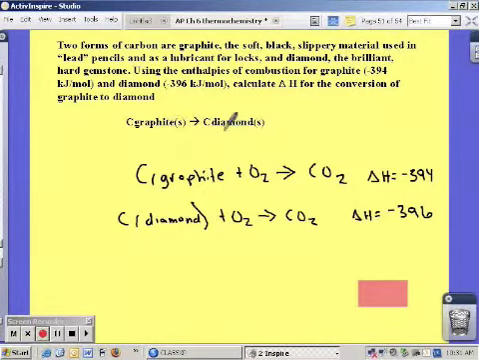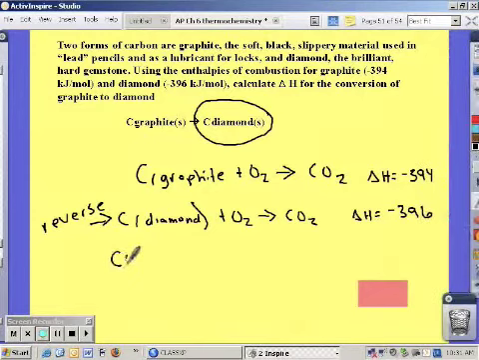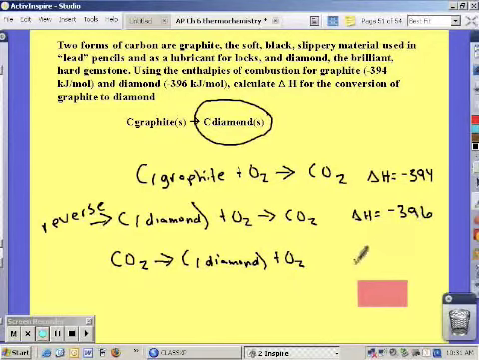Okay, now let's look at our reaction. We have C graphite as a reactant. We have it as a reactant down in the bottom. We have C diamond, which is a product, and we have C diamond as a reactant. So we need to reverse that second reaction. When we reverse it, everything's going to get reversed. And what should happen to our delta H? It should become positive.